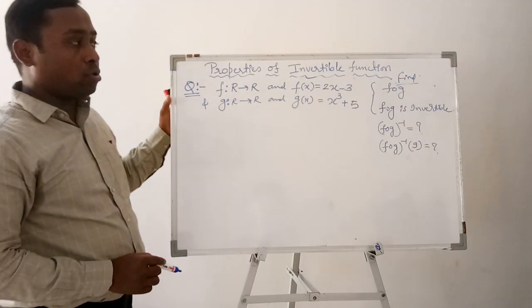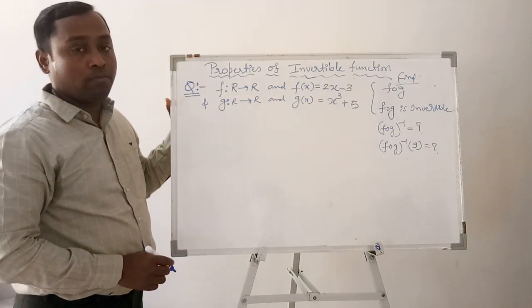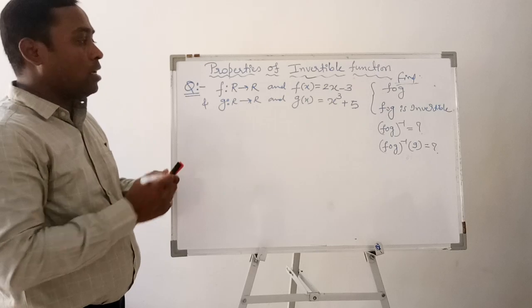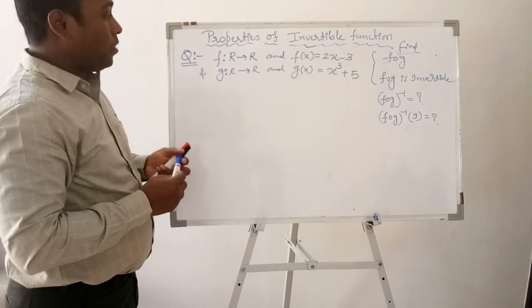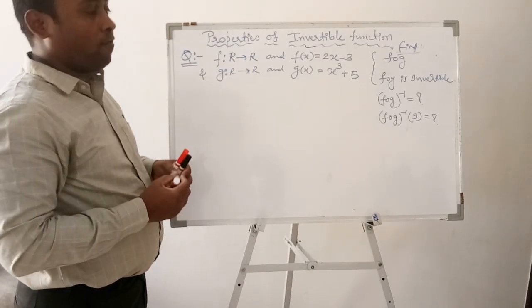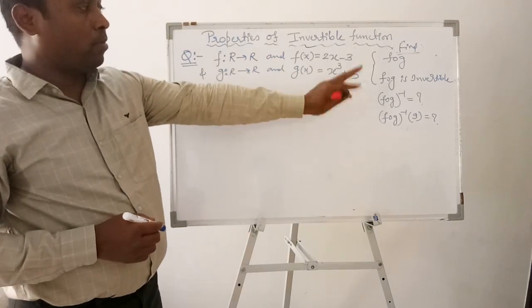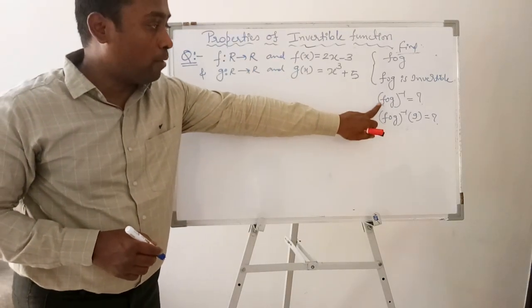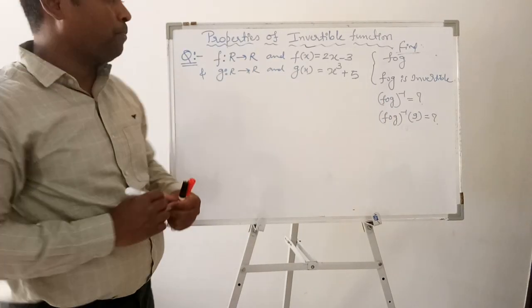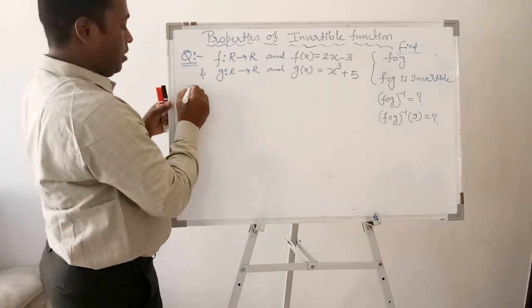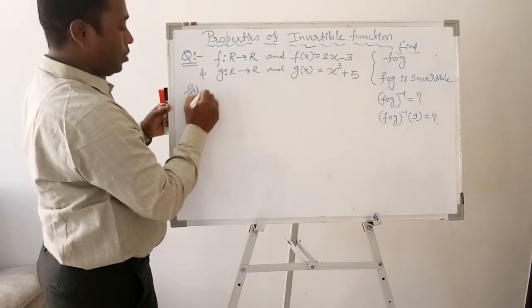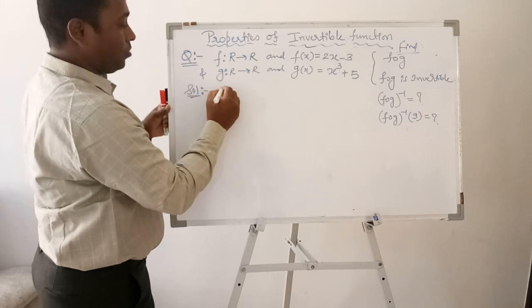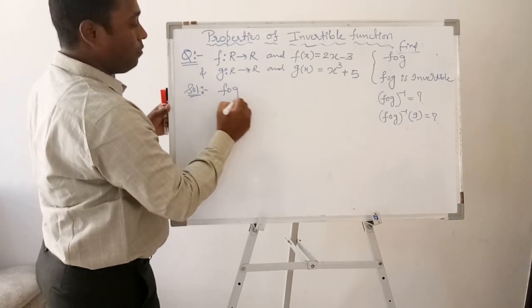So there are 4 questions in a chain. It's a long type question being asked for 4 marks, right? So now we're going to find fog, thereafter we'll prove it is invertible, then we'll find the inverse, then with the help of the inverse we'll find the inverse of 9. Okay, so now first we'll take the first part. What is the first part of this question? We are going to find fog.